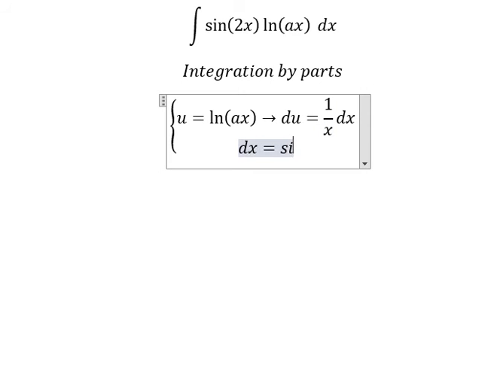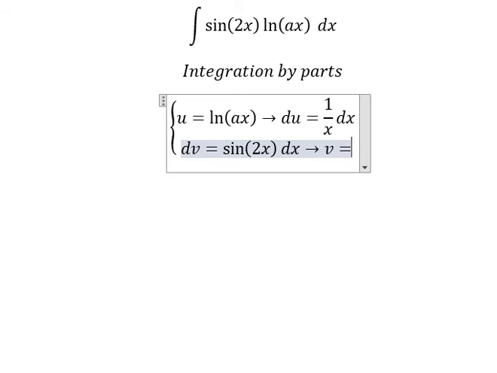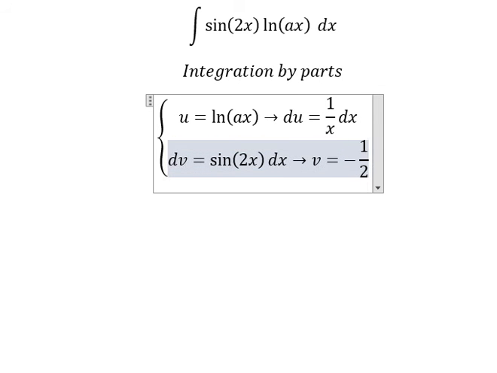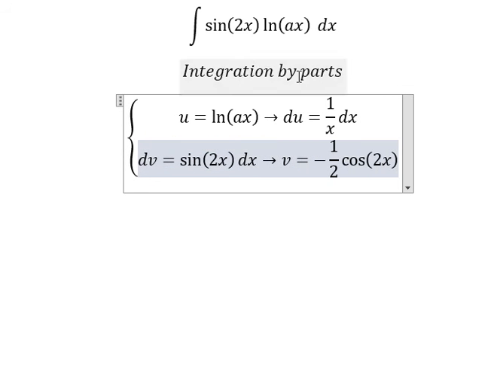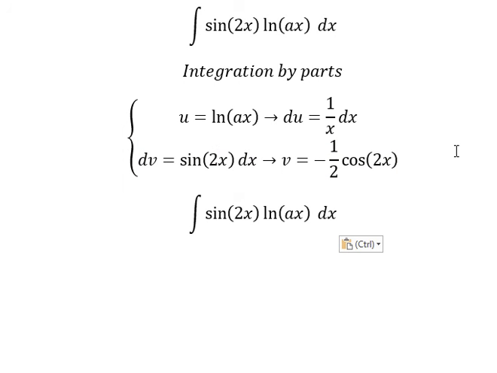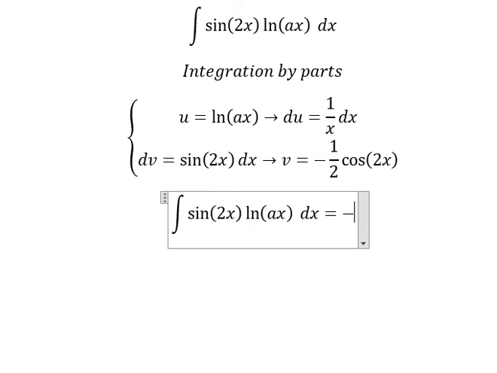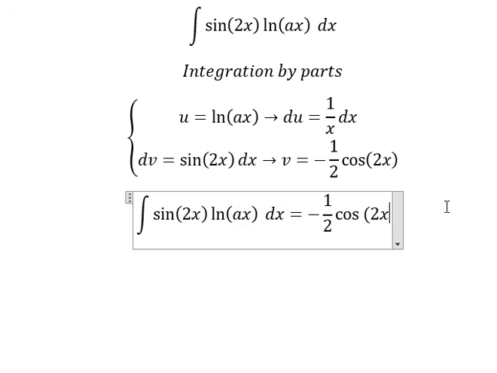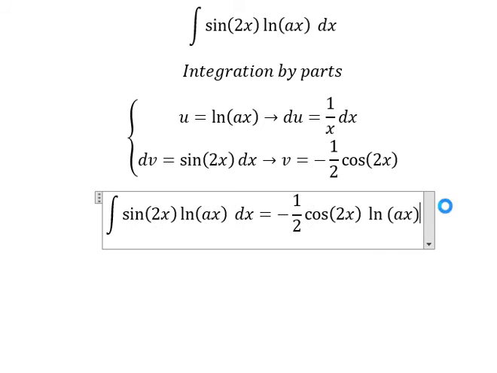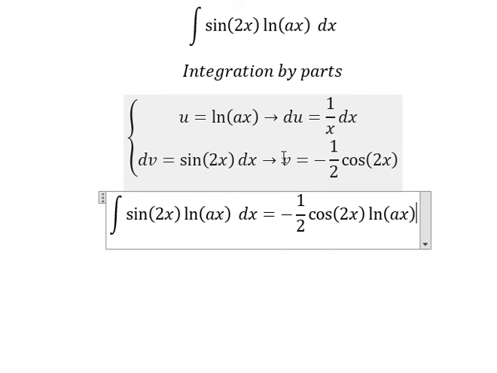ds we have dv, we have sine 2s ds. Now we need to do this integration, and we have v equals negative 1 over 2 cosine 2s. So we have u multiplied by v. Next, du multiplied by v, because we have the negative sign in here.